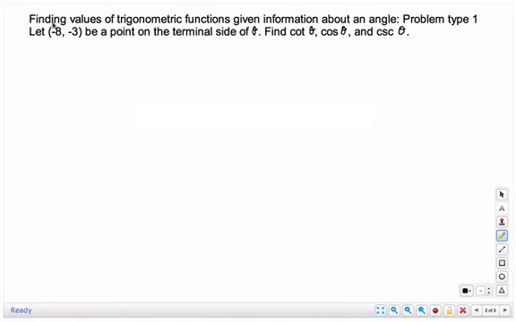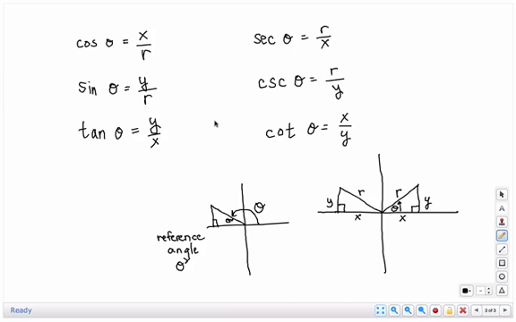When you're finding the values of trig functions, given the information about an angle, whether it's problem type 1, 2, or 3, you need to be familiar with these trig ratios. Okay? So cosine, sine, and tangent of an angle, these are your basic trig functions. And you need to be able to recall these ratios in relation to those functions.